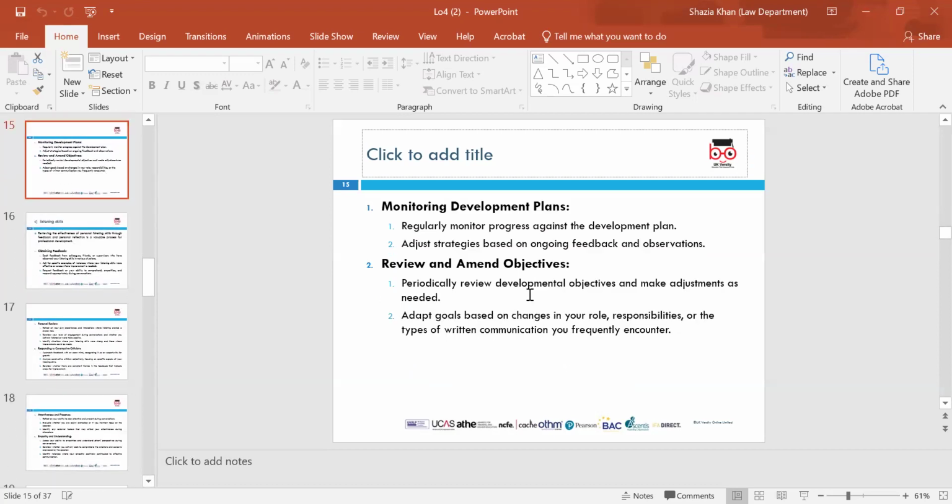Monitoring development plans. Regular monitoring progress against the development plan. Adjust strategies based on ongoing feedback. As we mentioned earlier, on observations, it's really important you adjust your plan so that it meets the needs of your feedback. Okay, review and amend objectives. So periodically review developmental objectives and make adjustments as needed. Adapt goals based on changes in your role, responsibilities, or types of written communication you frequently encounter.